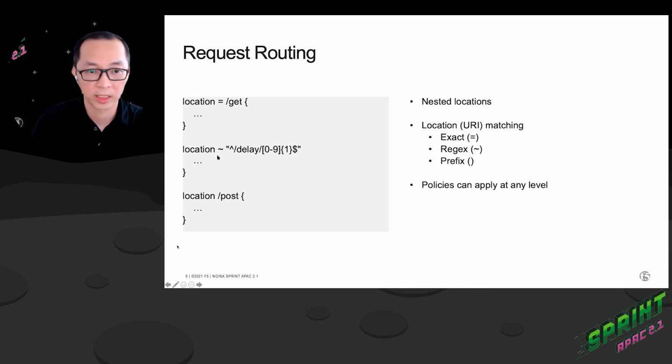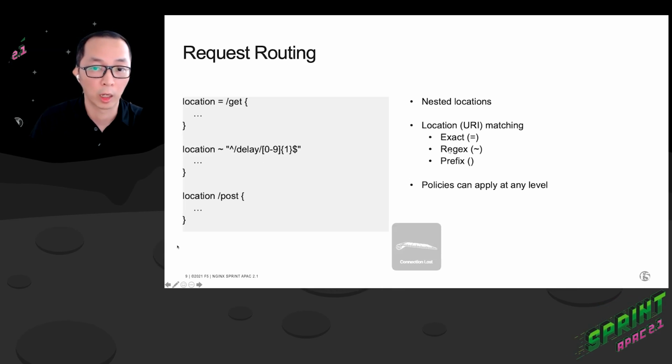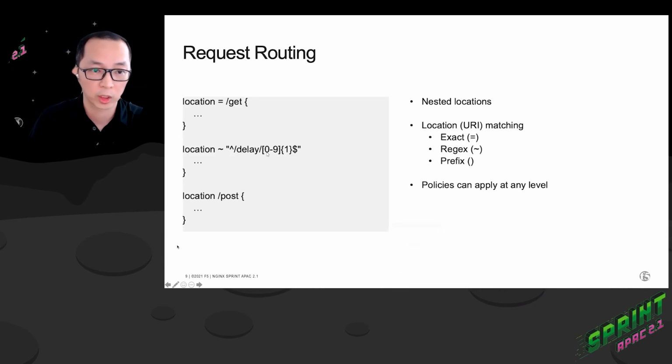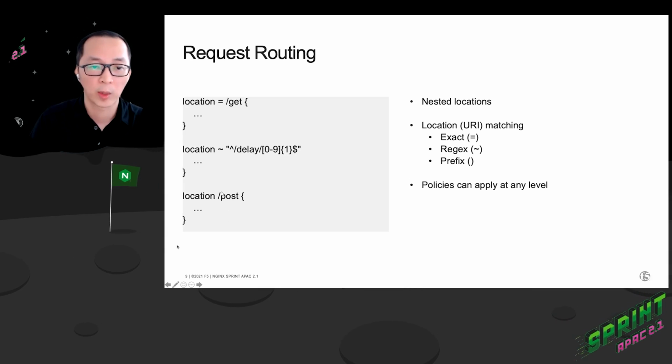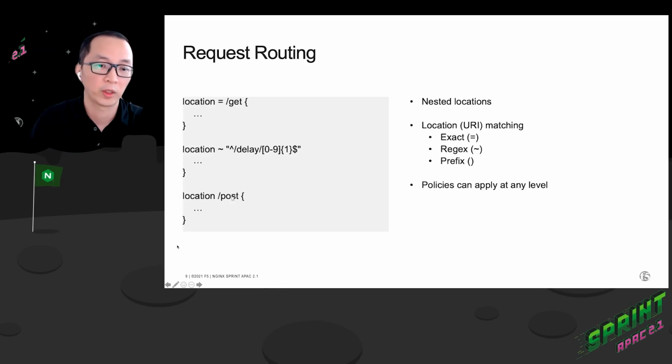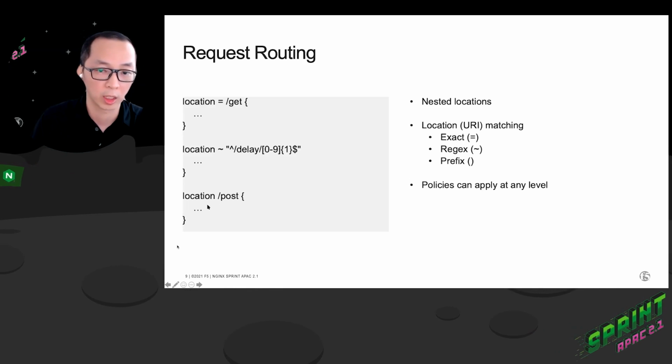For the second example, we have a tilde, which is basically a regular expression. The request path must match this regular expression before we carry out the logic in this block. And the last example uses a prefix, without any equal sign or tilde. With /post, it will execute in this location block, as well as /postA, /postB, or whatever path is prefixed with /post.